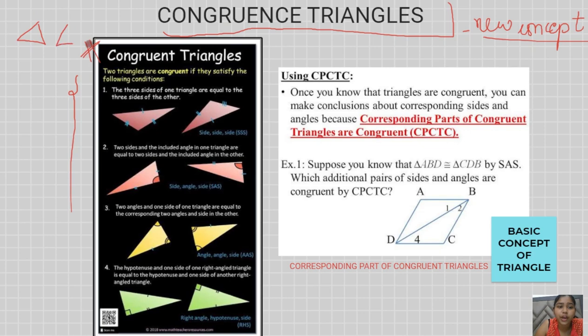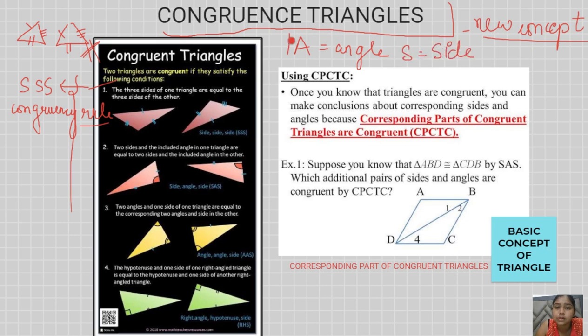Basically, suppose there are two triangles. If all the three sides of one triangle are equal to the three sides of the other, then the triangles are considered to be congruent. This is what we call the SSS congruency rule. You have to keep one thing in mind: whatever I explain in this, A will be the angle and S will be the side. You have to know these terms.